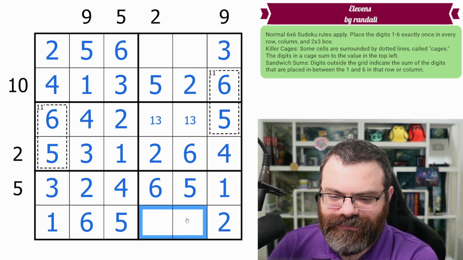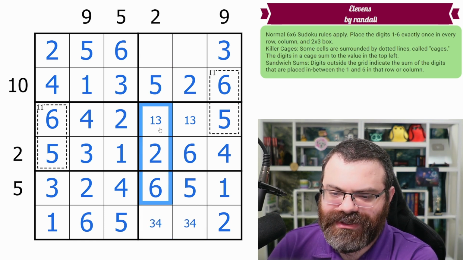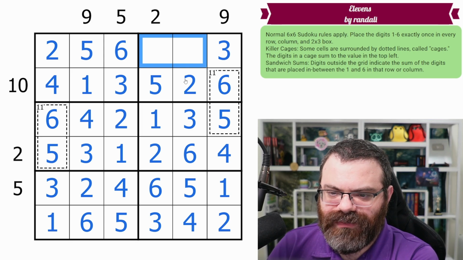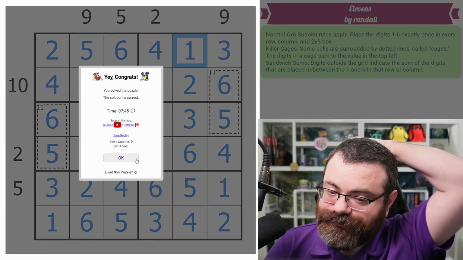That's a 5. Here we need 3 and 4. Actually, we have to do this sandwich here. This is 1, 3, for the 2 sandwich up there. Our 4 and 3. Here we need 1 and 4, and we're done.